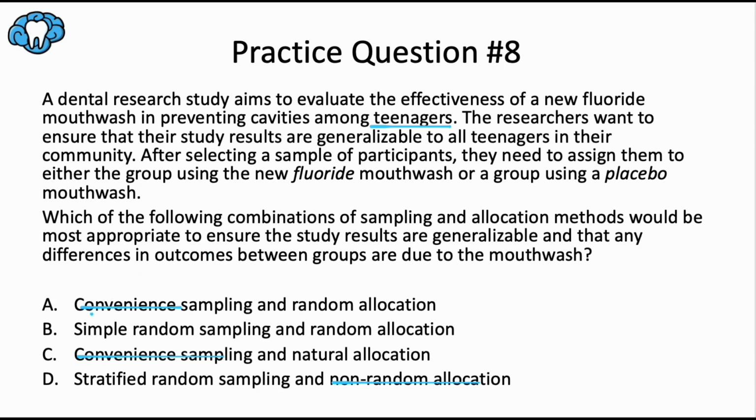And so we're left with answer choice B, which involves both simple random sampling and random allocation. So that would be definitely the strongest sampling and allocation design of the list. So the correct answer for this one is B.